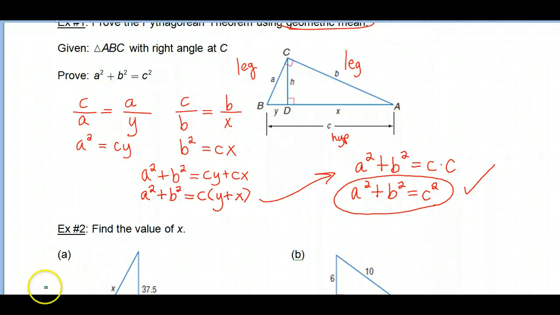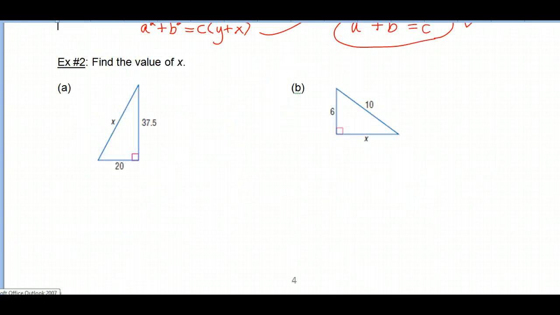Okay, so example 2, we just want to apply the Pythagorean theorem. Of course, we don't always have whole numbers. Sometimes we have radicals to work with. A is, B is really easy. Now, does it matter which one we make A and which one we make B? No, as long as we make sure that X is going to be our hypotenuse.